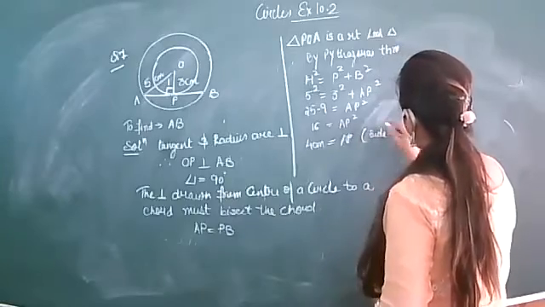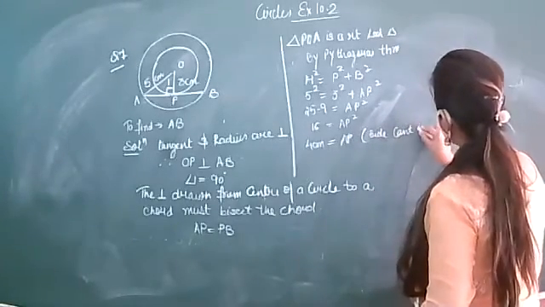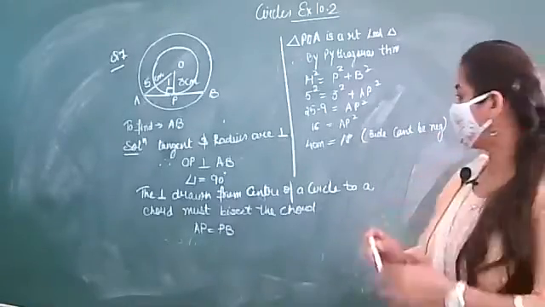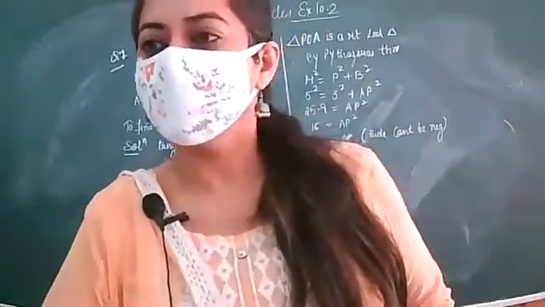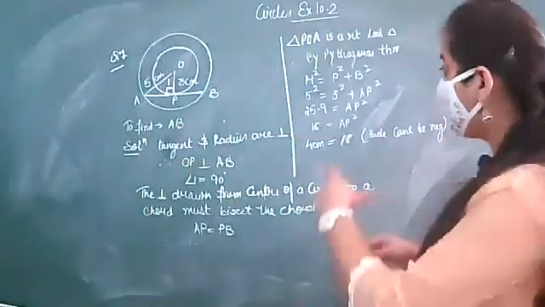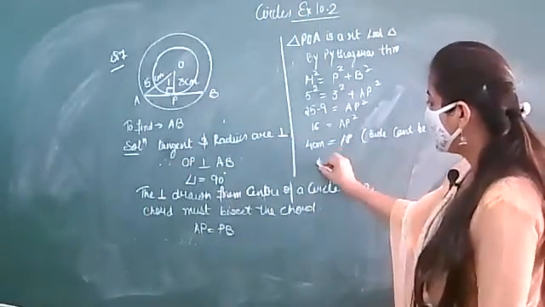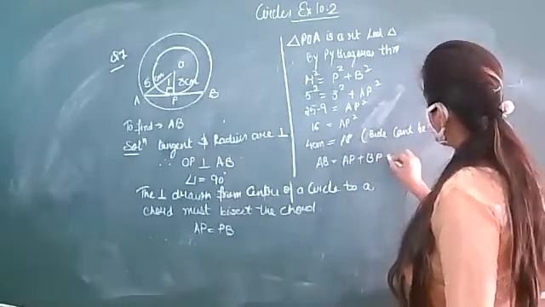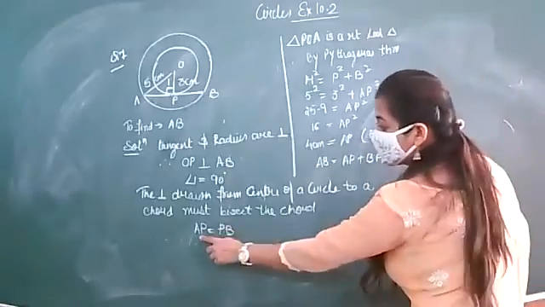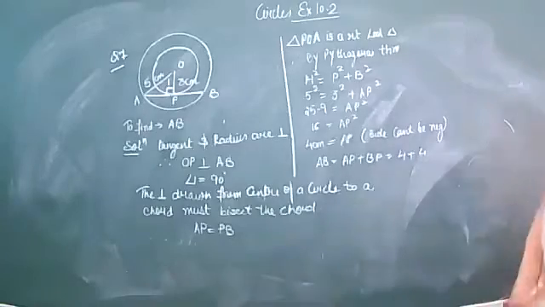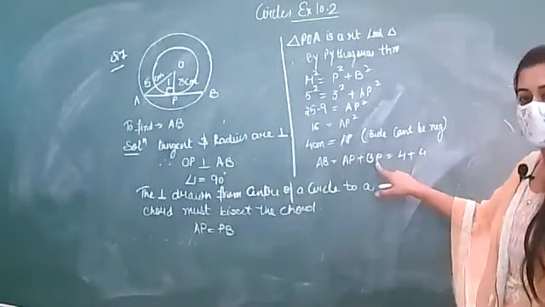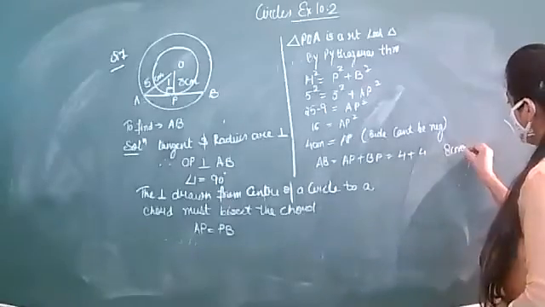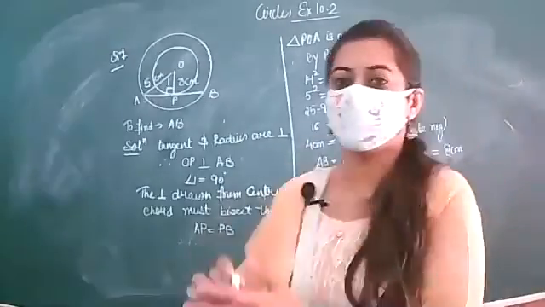Side can't be negative. So you will get one of the sides as 4 centimeter. If this AP is 4, can we write AB as AP plus BP, that is 4 plus 4, because these two sides AP and BP are equal. So I have got the first as 4, the second will also be 4, so 4 plus 4 will give you 8 centimeter.